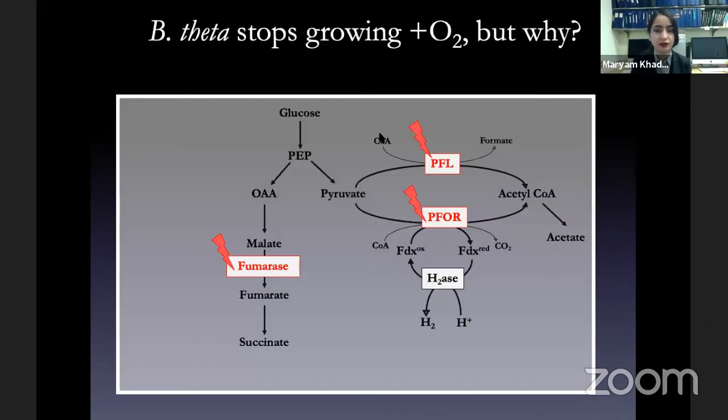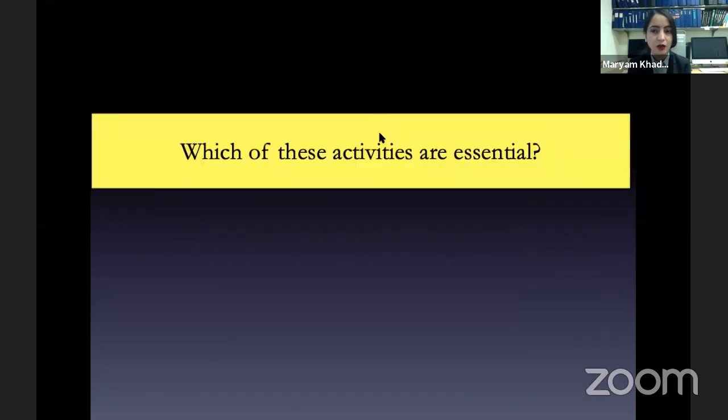But going back to the first model, I showed you that we know the inactivation of PFL is done by oxygen. Inactivation of fumarase is done by superoxide. And I showed that inactivation of PFOR is done by molecular oxygen itself as well. Now, what does it mean to the cell? Which of these activities are essential?